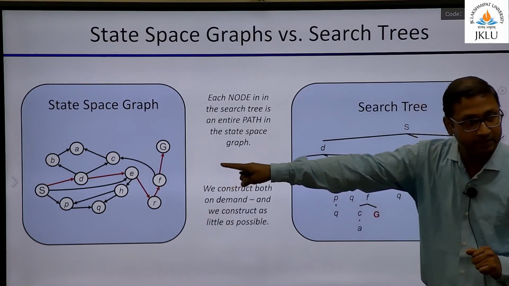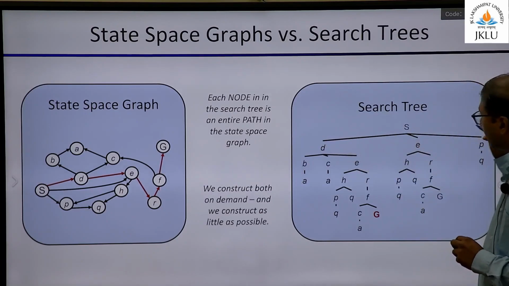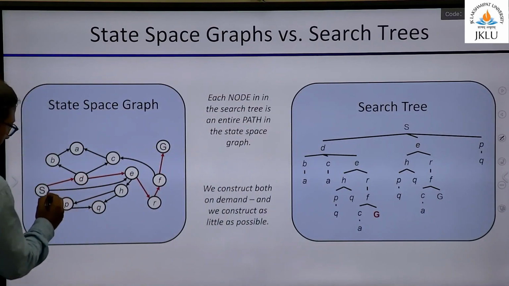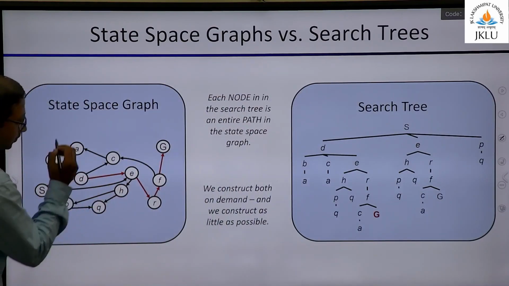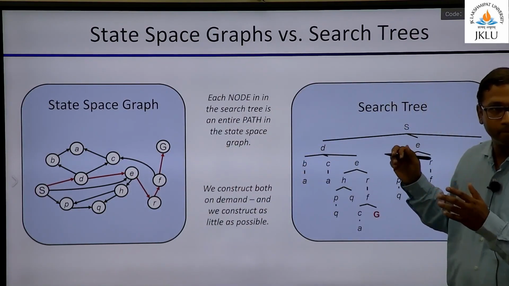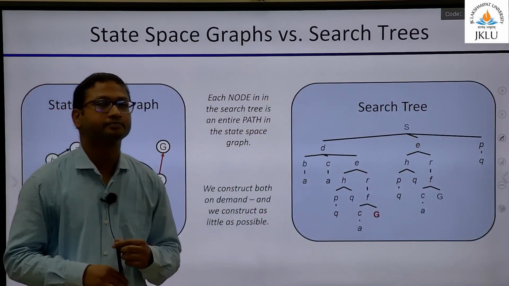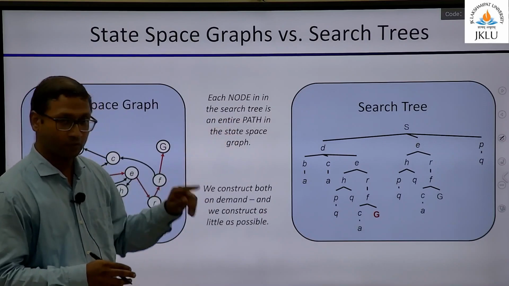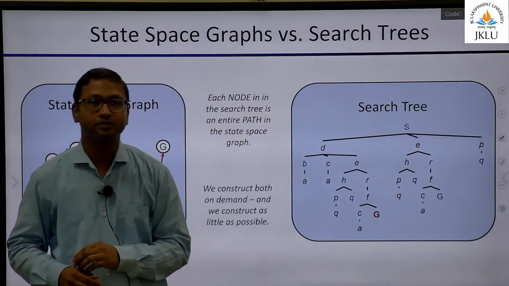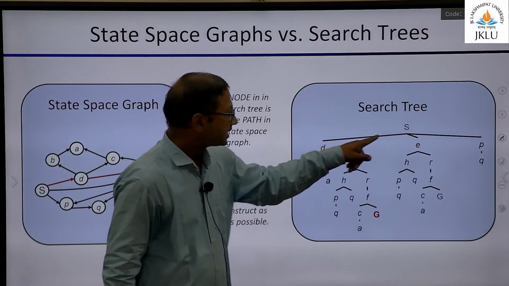So I am making the search tree. You are at state S. From S I can go to D, E and P. Now expand. Have you seen this kind of thing before? Which algorithm? Not constructing this, but once you give this, how to navigate it? BFS or DFS.